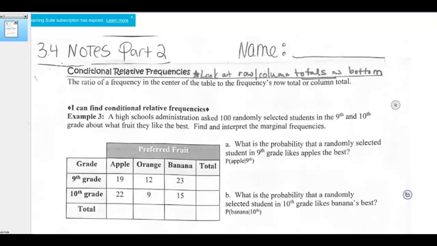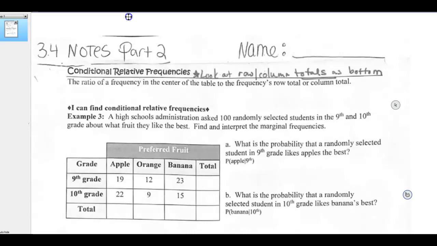Okay, so this is our 3.4 notes continued. This is part 2. So we're going to talk about conditional relative frequencies. As you recall, relative frequencies are percents. But when they're conditional, we don't take it over the actual total.